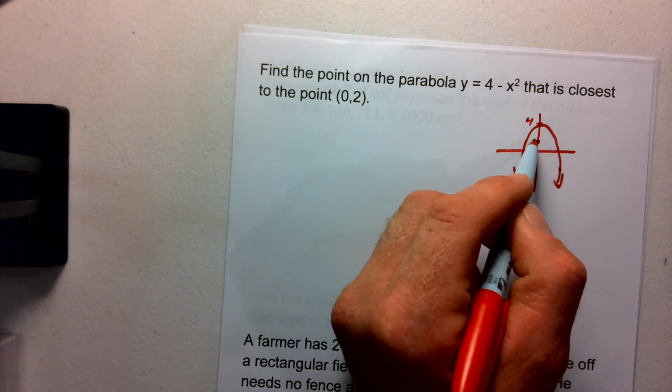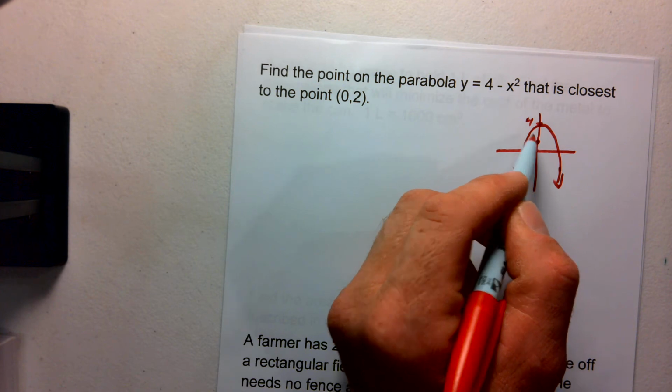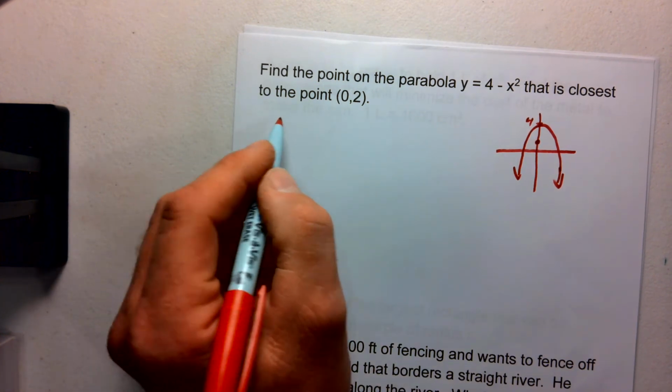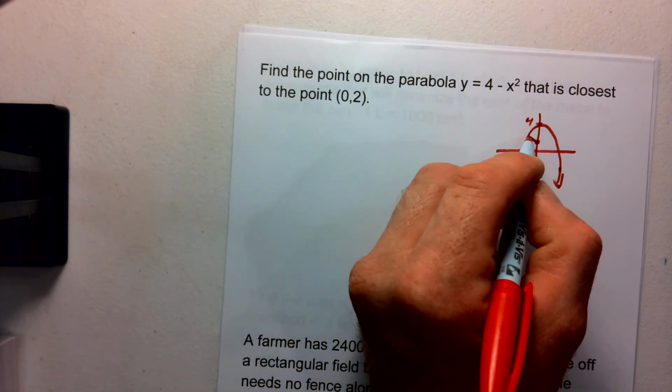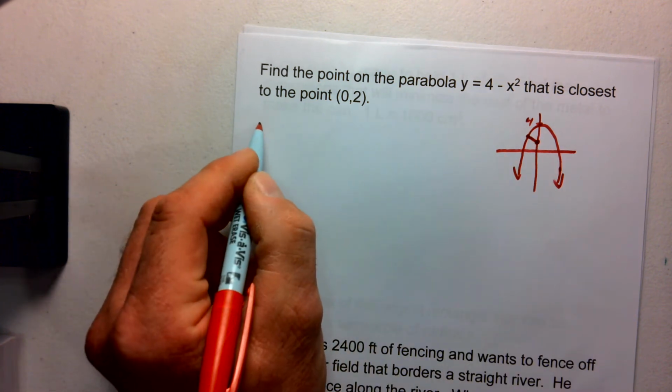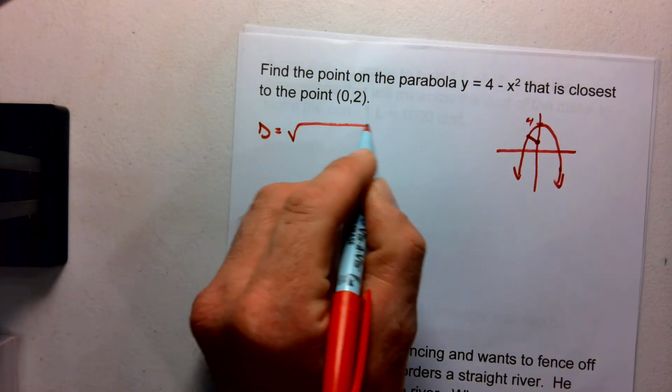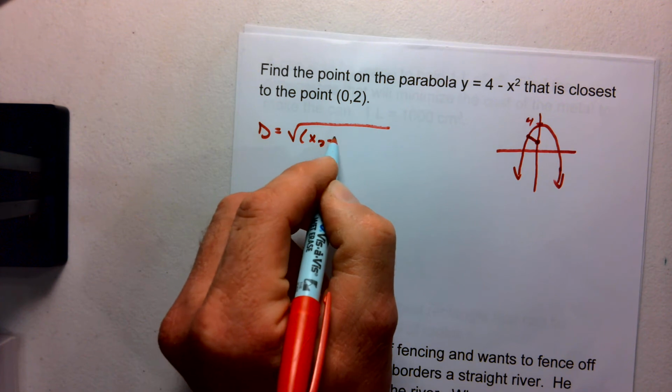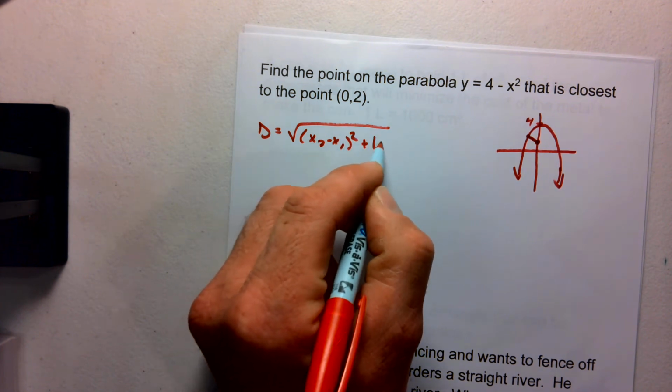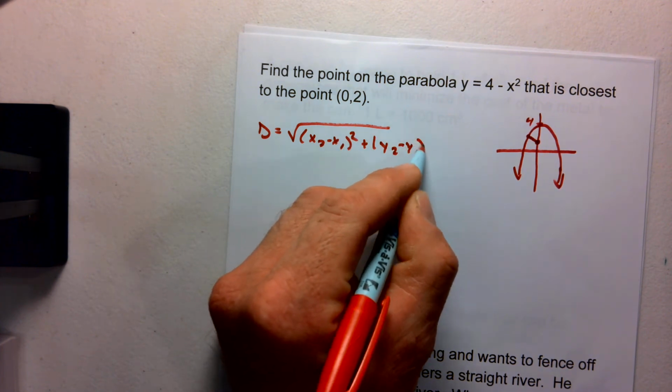And we don't necessarily know where that parabola is going to go through, and we don't know where my distance is going to be the shortest. So that's what we're going to be looking for. So what do I want? I want the distance between 2 points. So my distance formula is the square root of the difference of the x's squared plus the difference of the y's squared.